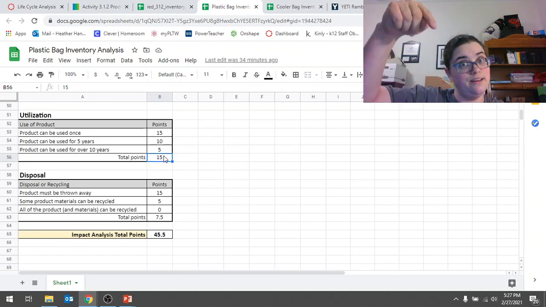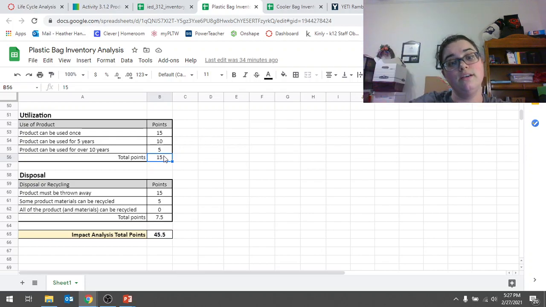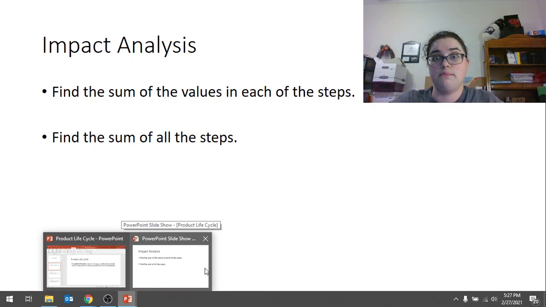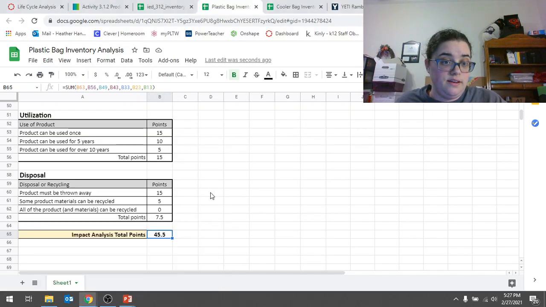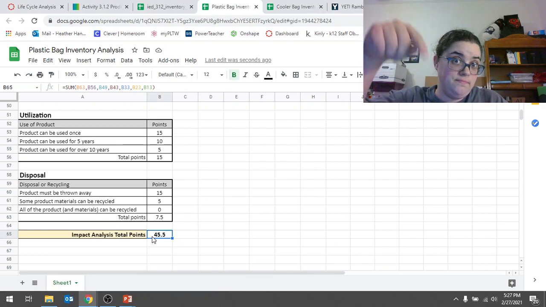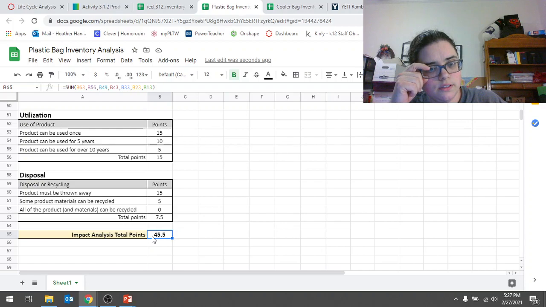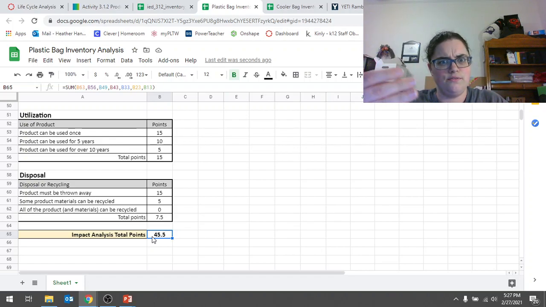So as you fill it in the Excel or the spreadsheet here in the Google Sheet, it's going to add up. Like if I had changed it to 0, that would be a 38. 7.5 is kind of my honest answer, 45.5. So that's that second step there, to find the sum of all the steps, the second line here. And either it does it automatically in the sheet, or you can do it by adding it up. It's not going to be very difficult. Okay, cool. My plastic baggie, based on the values that this gives me, my impact is 45.5.